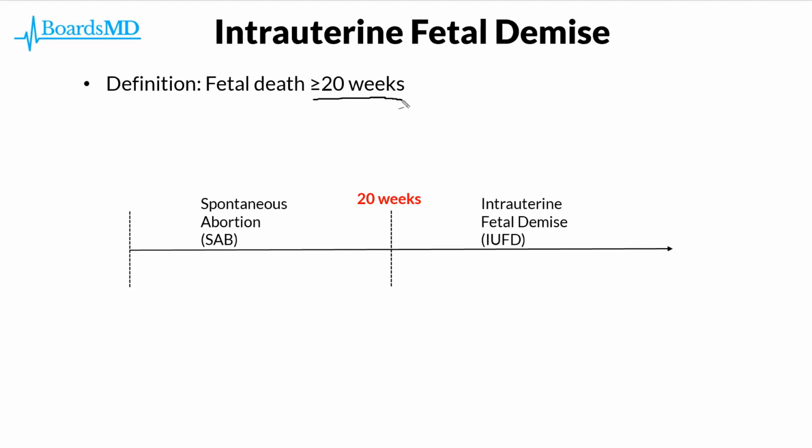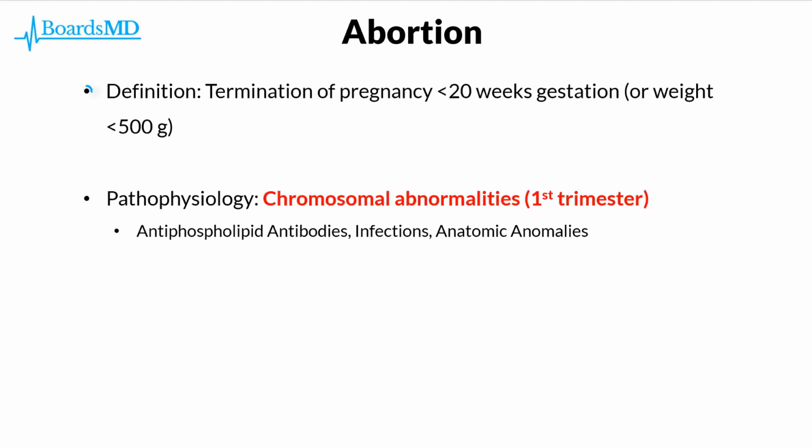Therefore, as we move forward in the course, it is important that we use this landmark of 20 weeks, as fetal deaths which occur at least 20 weeks gestation will be intrauterine fetal demise, abbreviated here as IUFD, and those that occur at less than 20 weeks will be spontaneous abortions, which will be the focus of the remainder of this video. Therefore, the definition of an abortion is a termination of pregnancy at less than 20 weeks gestation or at a weight that is less than 500 grams.